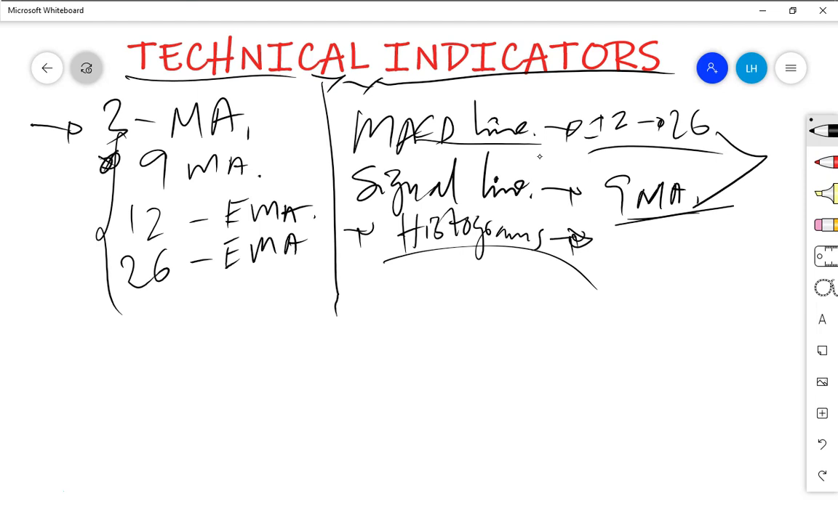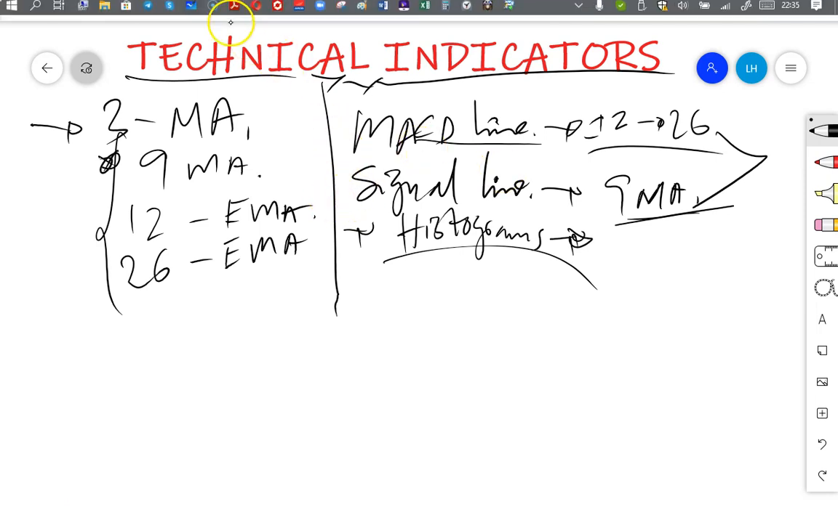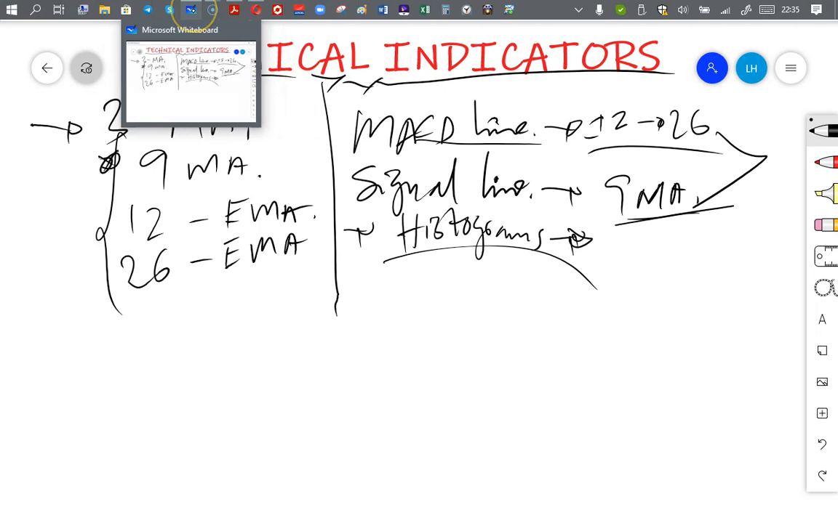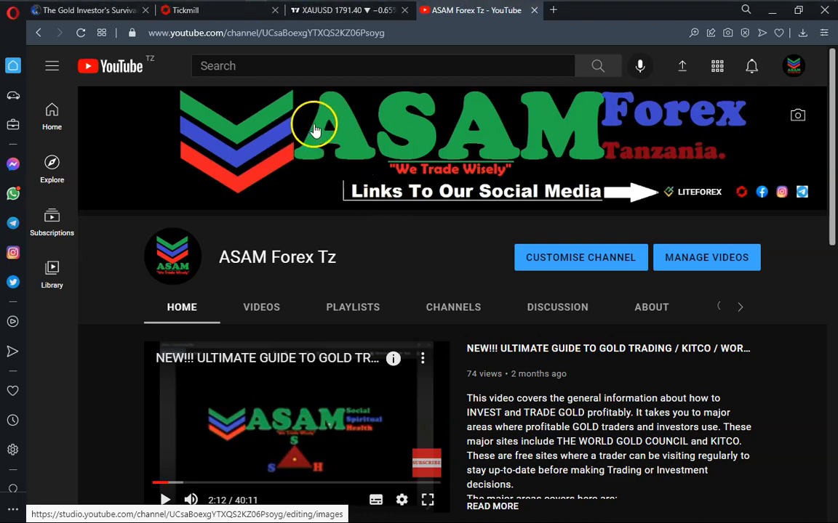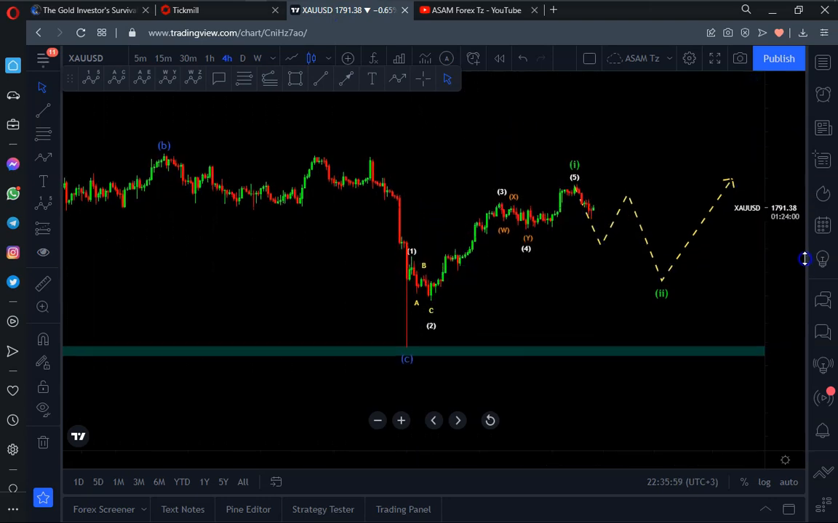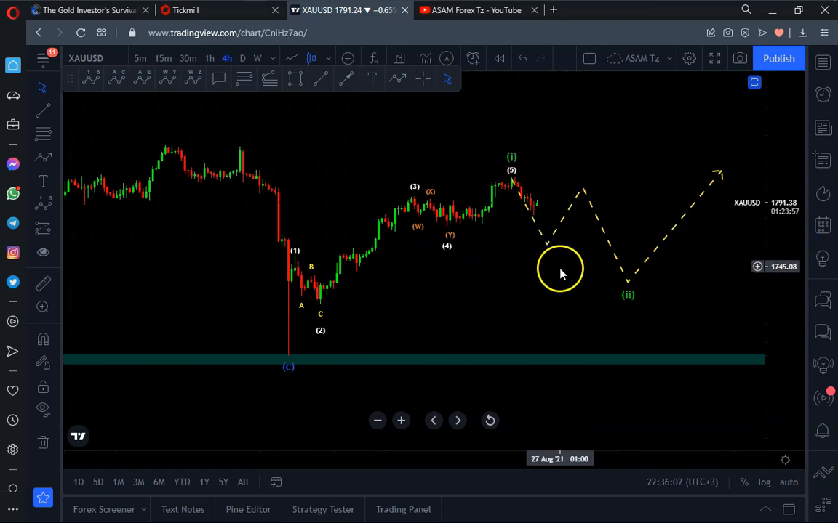So now I can simply show you what MACD is. Let me go to the price chart, though I'm sure most people already know what MACD is. I just want to show you before we go on to functions and uses. I have my price chart here, and this is gold. Forget about my projections and other things. What I need to show you is how to insert an indicator.